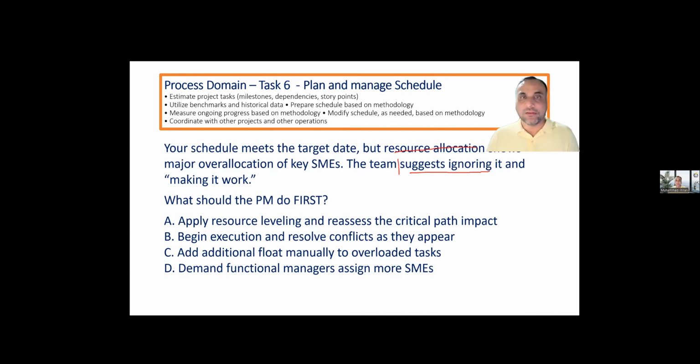You know that these things are not good. A: Apply resource leveling and reassess the critical path impact. B: Begin execution and resolve conflict as they appear. C: Add additional float manually to overloaded tasks. D: Demand functional managers assign more SMEs. So this is good. Very confusing question and very confusing options, which is great. So let me see what you want to answer.